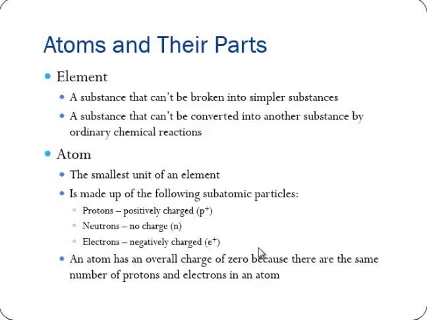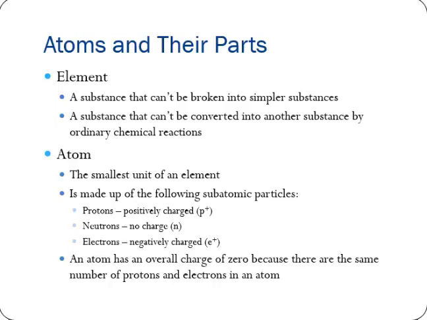The protons are positively charged, the neutrons have no charge, and the electrons are negatively charged. In a typical atom, in its ground state, in other words, in its normal state, the number of protons is equal to the number of electrons, and therefore the atom is neutral. It has no charge overall. It has a certain number of positives and an equal number of negatives.